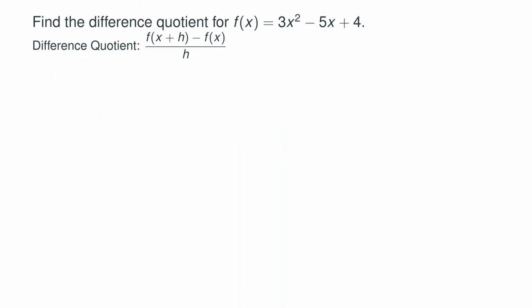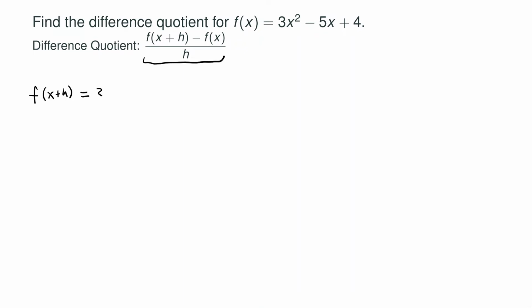Find the difference quotient for the function 3x squared minus 5x plus 4. So the difference quotient is this expression right here: f of x plus h minus f of x over h. What I suggest you do is first write f of x plus h. That means instead of x right here, we have to write x plus h as an input.